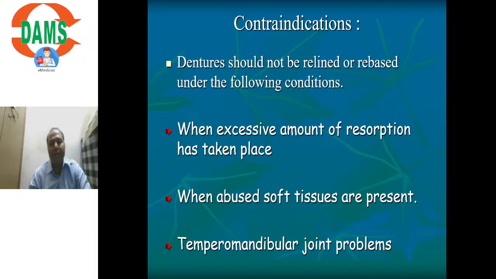I have told you, always remember that whenever there is excessive resorption, it is a contraindication. हम बोलते हैं जब भी, अब जैसे फॉर एग्जांपल कोई पेशेंट आया आपके पास डेंचर स्टोमेटाइटिस का, यू विल डू रिलाइनिंग और टिश्यू कंडीशनिंग? टिश्यू कंडीशनिंग करेंगे, रिलाइनिंग नहीं करेंगे. तो whenever there are abused tissues, you don't do it. TMJ disorders, TMJ problems, don't do it.